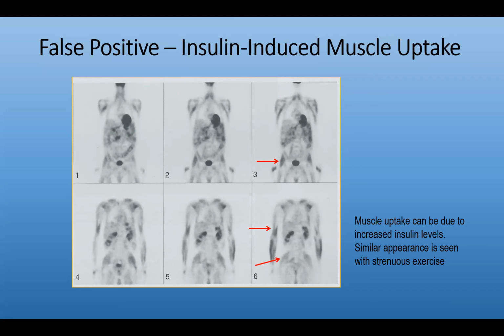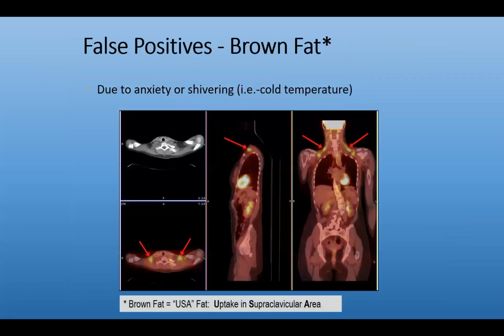So brown fat, we could get uptake in brown fat. It's one of the most common false positives that we see. It's usually due to anxiety or the patient shivering. If they get cold, right, then the brown fat gets activated. So again, keeping the patient warm with blankets will hopefully alleviate this uptake in the brown fat.